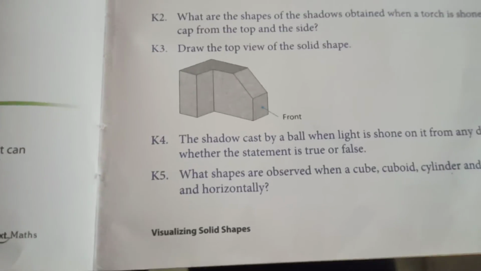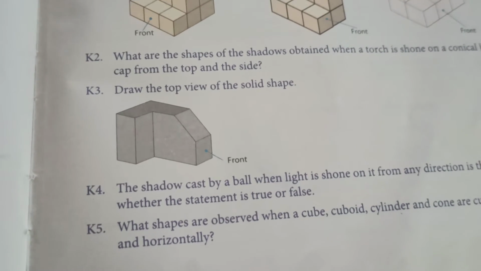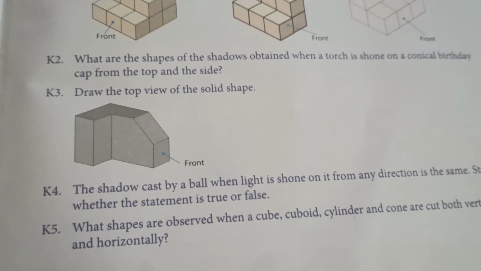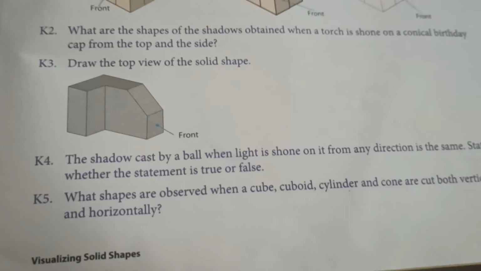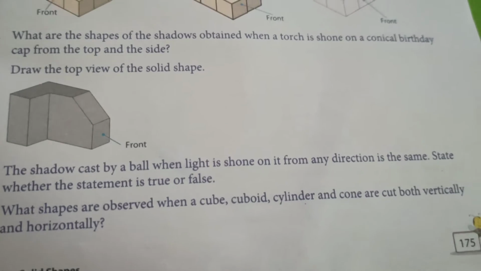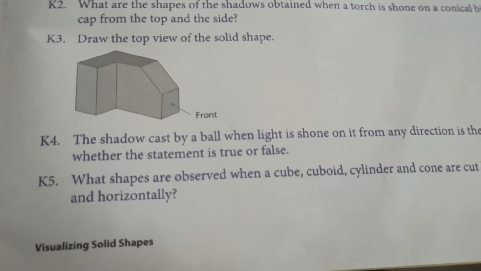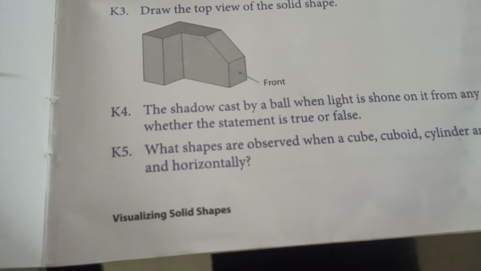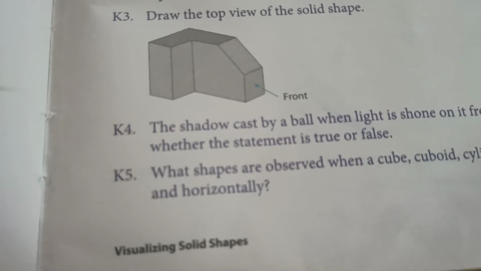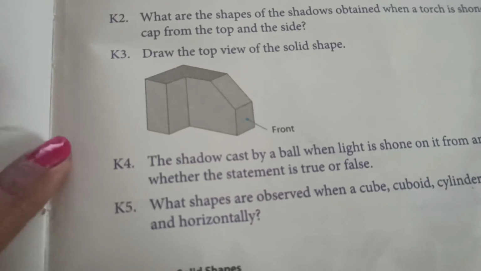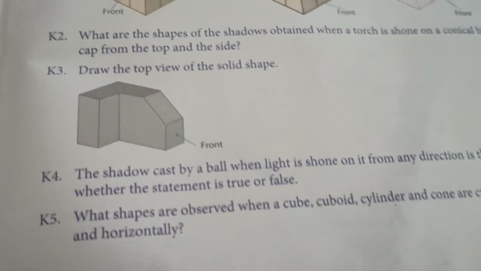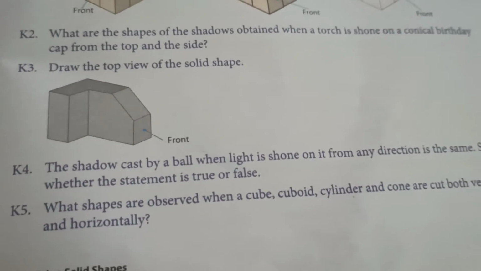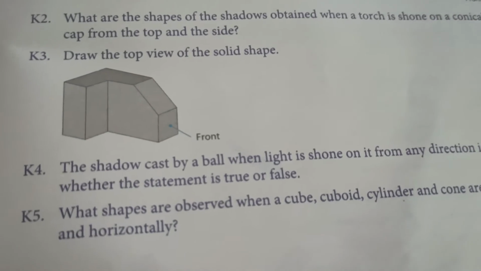And you have to draw only the top view of the solid shape. Question 4: the shadow cast by a ball when light is shone on it from any direction is the same. So yes, beta, whenever you put the light on the ball, the shadow cast is in the form of a circle. You can check this, because these questions are like your activities, and you can perform them also. So this statement is true.